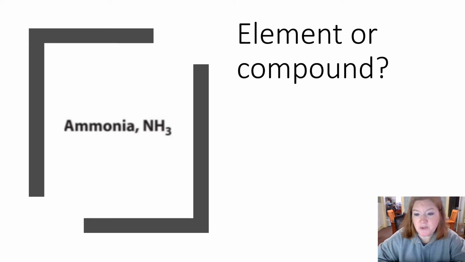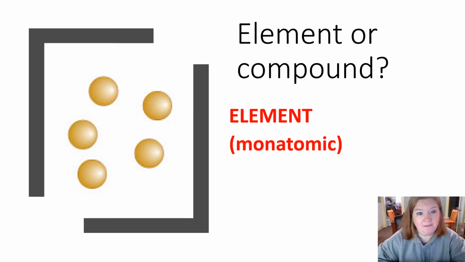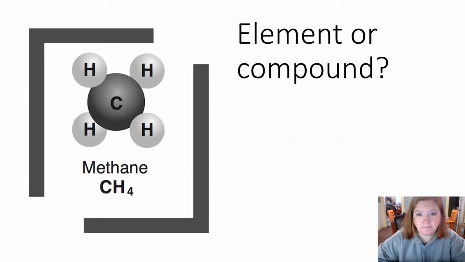Is this an element or a compound? Compound. Is this an element or a compound? Element. This one is monatomic. One single atom. Nothing is bonded in this image. Is this an element or a compound? It's a compound. You can see different atoms of different elements bonded together.